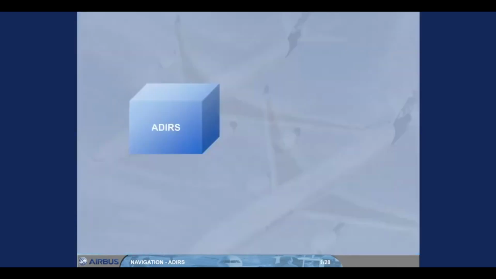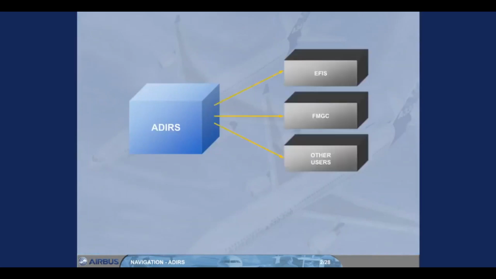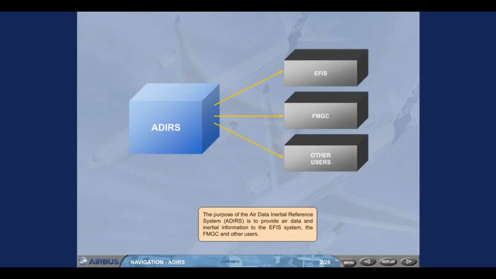The purpose of the Air Data Inertial Reference System, ADIRS, is to provide air data and inertial information to the EFIS system, the FMGC, and other users. The A330-340 has three separate, but identical, air data inertial reference units.